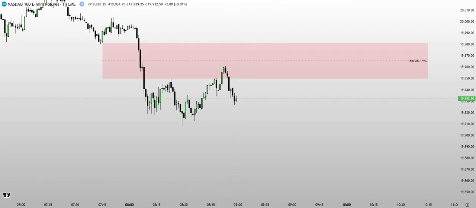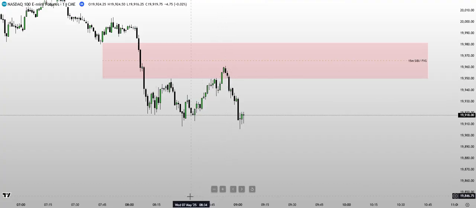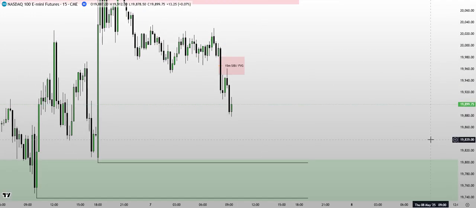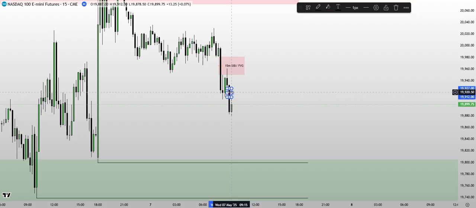Like I said, it's not 9 a.m. yet, or else that would have been likely what I would look for. This is a textbook entry if it's in the session. So we're going to wait here. Like I said, those lows could definitely be tapped. Another 50-minute bearish imbalance forms right here.